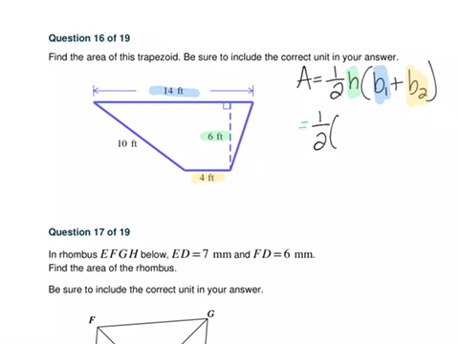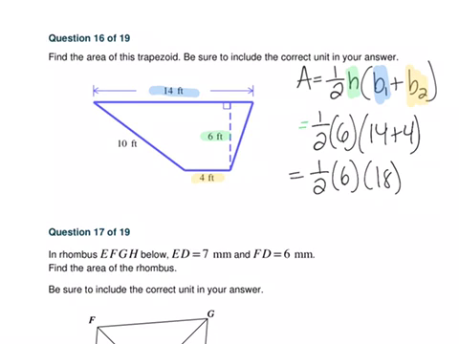1/2 times 6 times 14 plus 4. 14 plus 4 is 18. So we have 1/2 times 6 times 18. So we're going to do 6 times 18, cut that in half, that's 108, and we get 54 feet squared for the trapezoid. Again, I'm going to give you that formula.